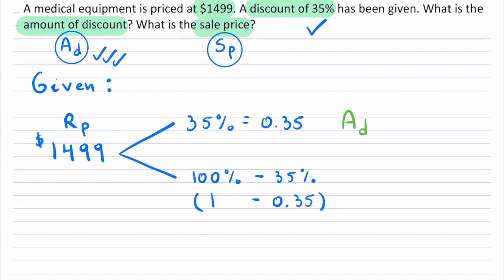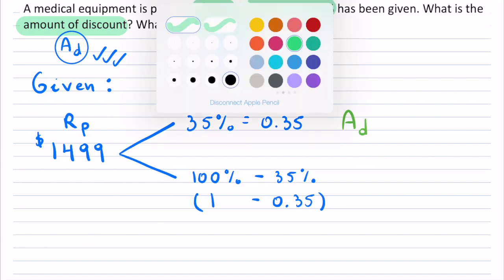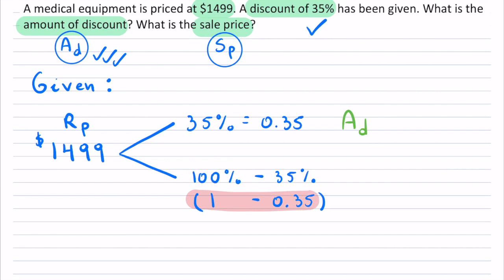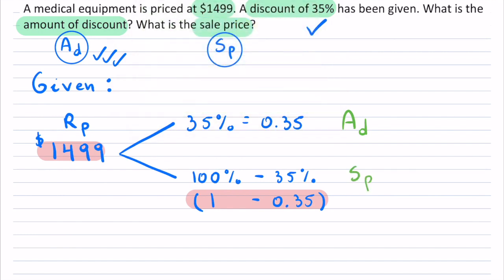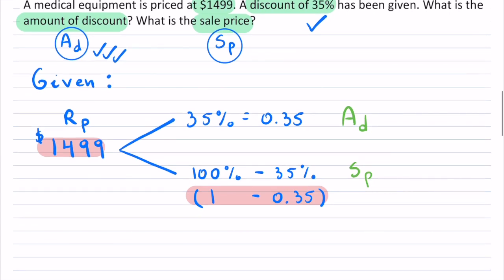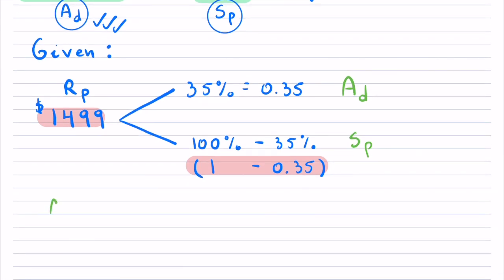Okay, and now if I would take 1 minus 35%, which is just 65% of the total price, then I would have my sale price. So going along these branches, I can actually find out both my amount of discount and my sale price. In this case, my amount of discount is, as we said, just 35% multiplied by 14.99.